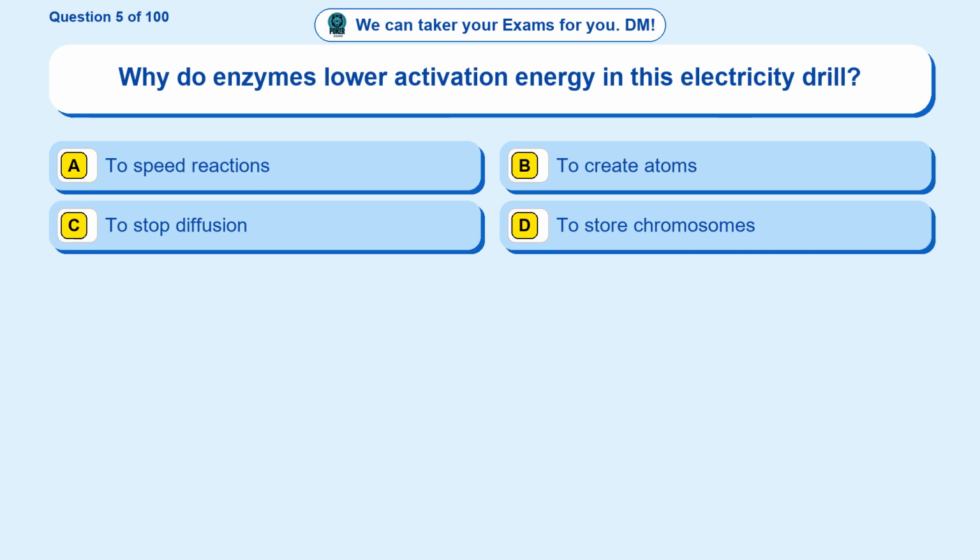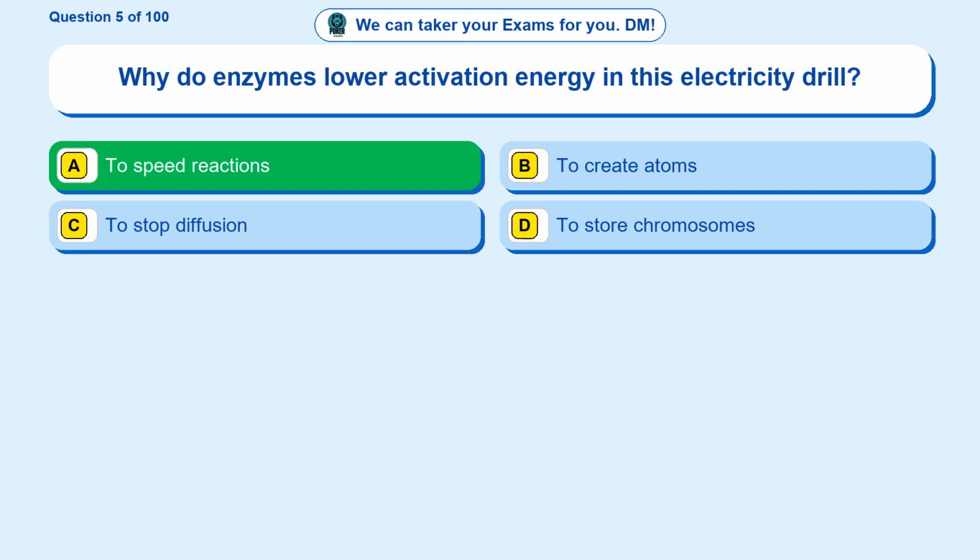Question 5. Why do enzymes lower activation energy in this electricity drill? Option A, to speed reactions. Option B, to create atoms. Option C, to stop diffusion. Option D, to store chromosomes. The correct answer is option A, to speed reactions.